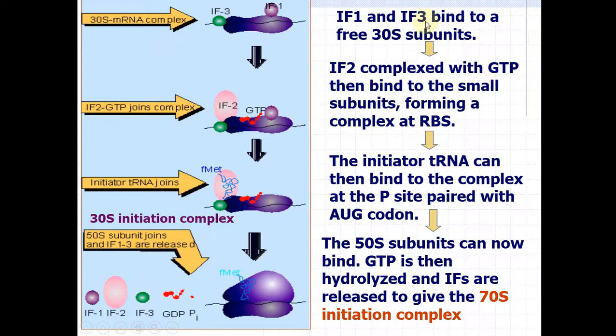IF1 and IF3 bind 30S subunit. IF2 GTP binds to smaller subunit, forming a complex at ribosome binding site.